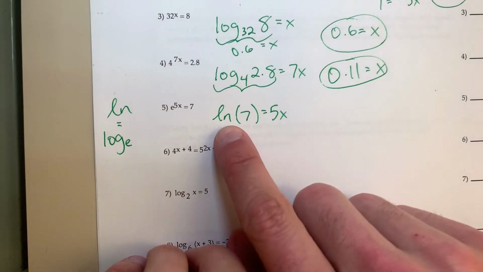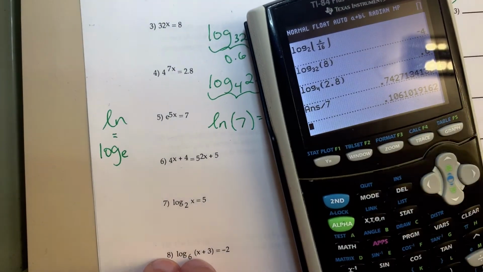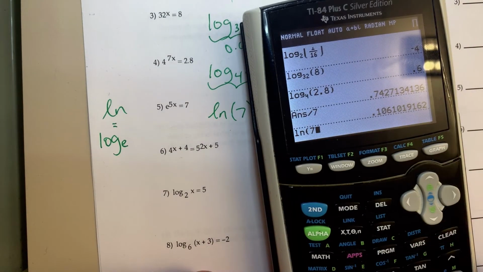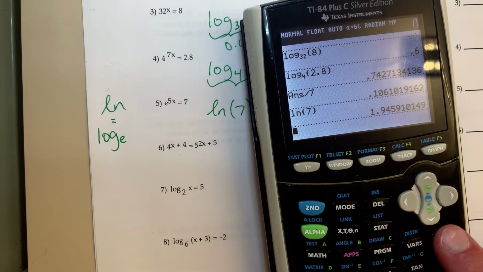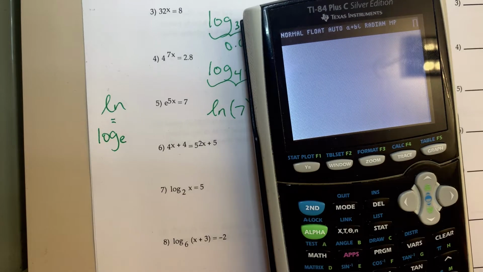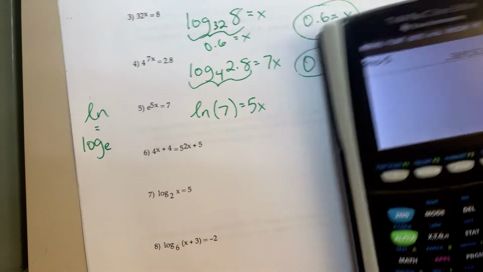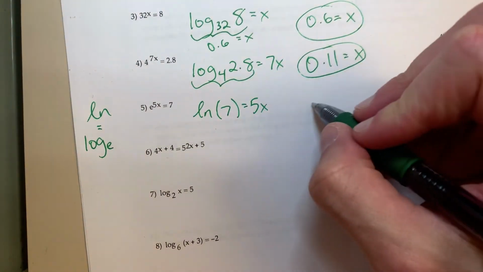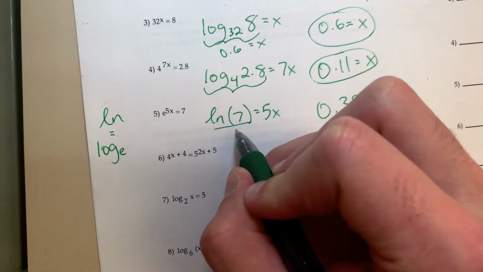So I'm going to evaluate natural log of 7, and then I would end up dividing it by 5, with that 5 there. Natural log of 7, that's just this natural log button right there. So natural log of 7 is 1.9459, and then I divide that by 5, and I would get this decimal of 0.389, rounded up to 0.39. There we go. So again, natural log of 7, divide that by 5.